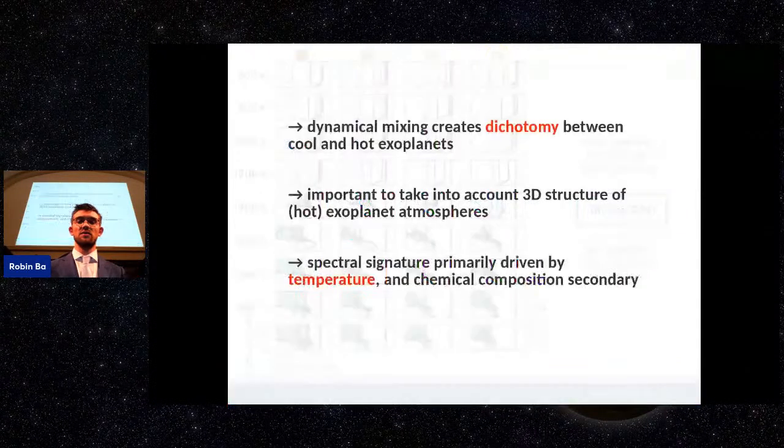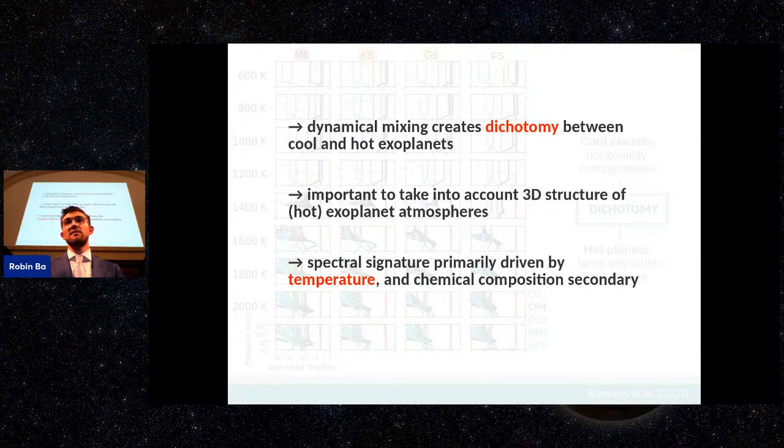All right, so to summarize this, we have the dynamical mixing, the horizontal wind here, creating a dichotomy between the cool and the hot exoplanets. We took into account the vertical mixing and the horizontal mixing, which we derived from our earlier climate simulations, so it should be more or less self-consistent. And it appears that it will be important to take into account the three-dimensional structure of hot exoplanet atmospheres, because there we saw that horizontal mixing was not efficient enough to remove all the chemical horizontal gradients.